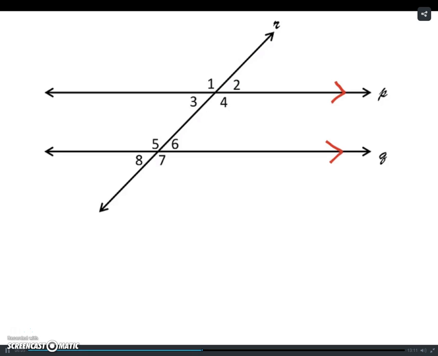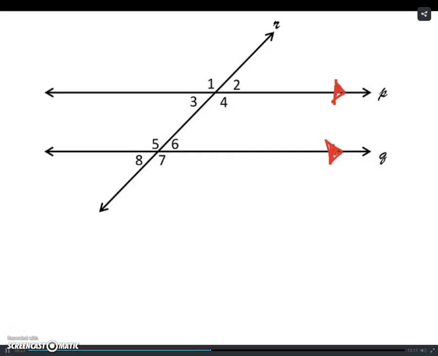Again, you would know lines P and Q are parallel because they would have the little arrows. They may be open arrows or filled in arrows. It doesn't matter which one, but those will actually be on the line. I'm not talking about the arrows like this one at the end of the line. Those are different.